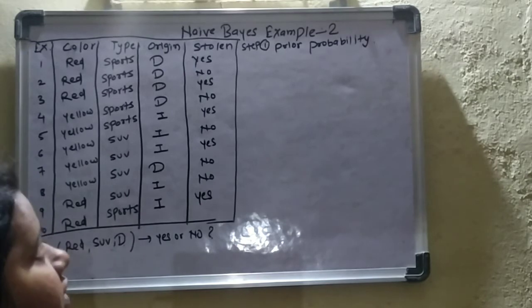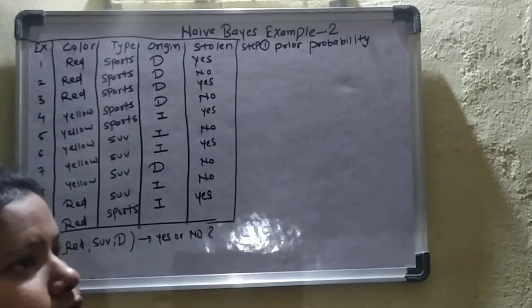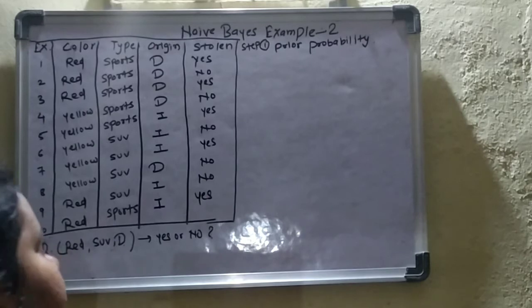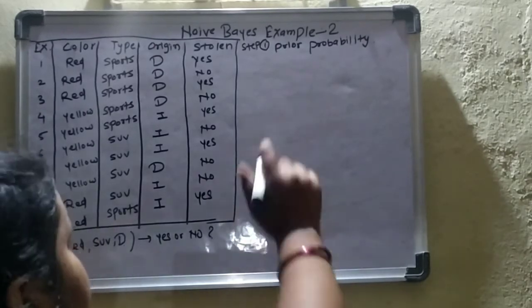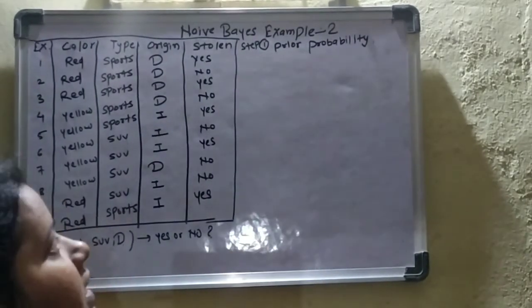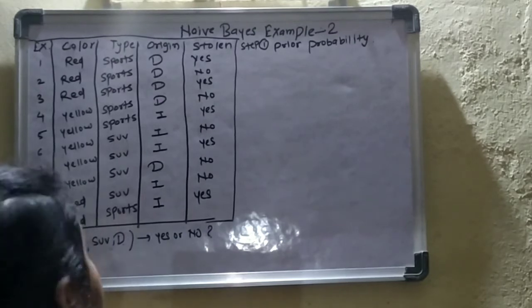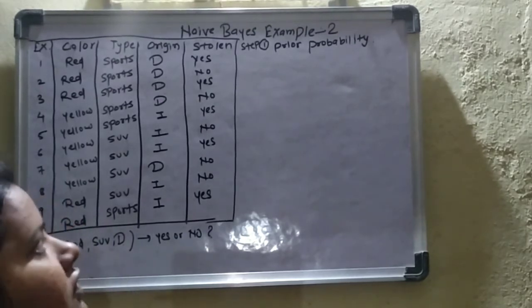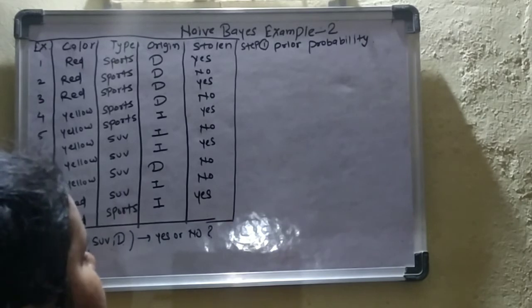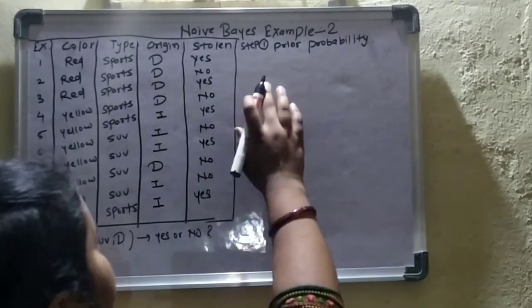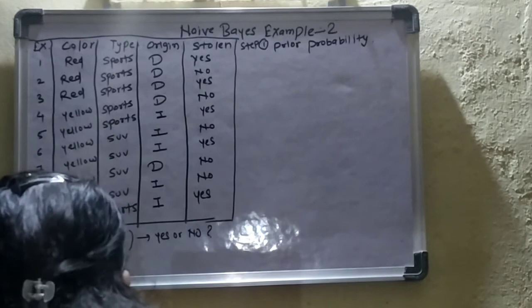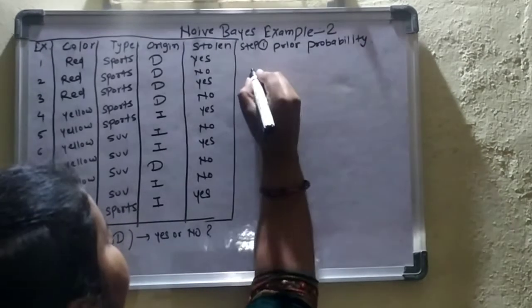Now, before starting, we know that in the Naive Bayes algorithm, we have to calculate three probabilities. First is the prior probability, next is the conditional probability, and the third one is the posterior probability. So, we will go one by one. In step 1, we will calculate the prior probability. So, we will calculate the probability of yes and the probability of no.